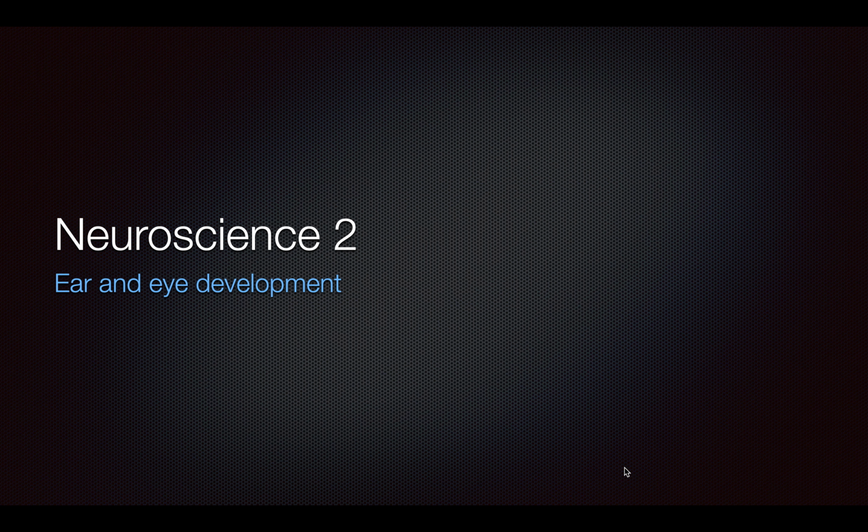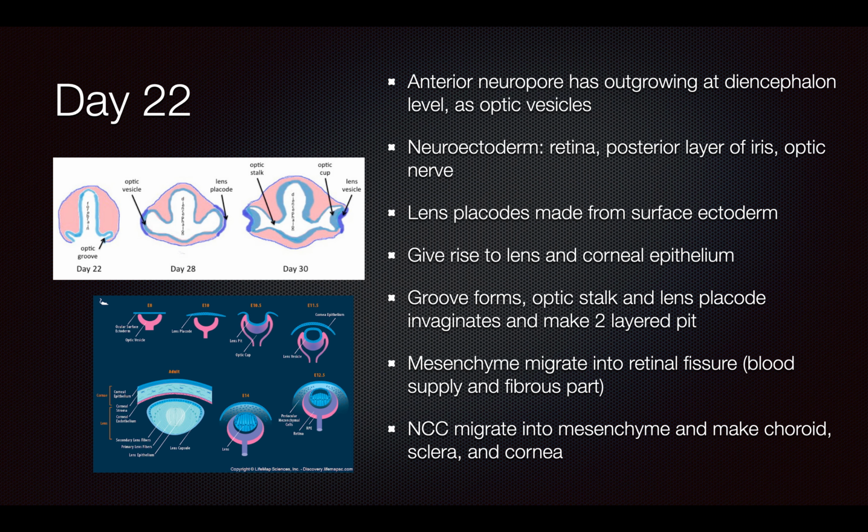Okay, let's go through the ear and the eye development really fast, or as fast as I'm able to. So on day 22, the anterior neuropore hasn't quite finished closing. It's starting to close. Remember, it closes on day 25. It starts having outgrowths or pouches, and those are going to be your future optic vesicles. The neuroectoderm is going to eventually make the retina, the posterior layer of the iris, and the optic nerve.